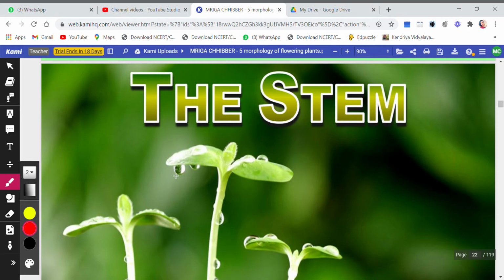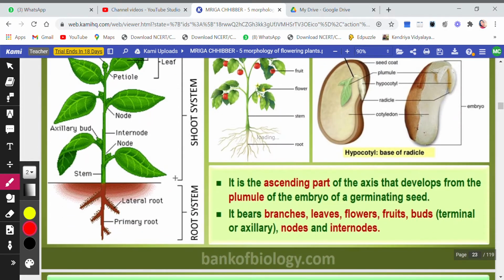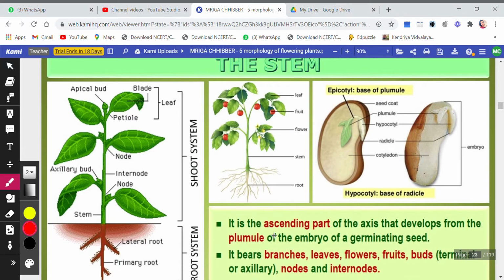The next topic that we will do from this chapter is the stem. We have already finished the root. Now we are going to start with the stem. So let's see. Stem is the ascending part. You know what is the ascending part? It moves from bottom to the top, the ascending part of the axis that develops from the plumule. Now, root is a part of radicle and stem is a part of plumule of the embryo of germinating seed.